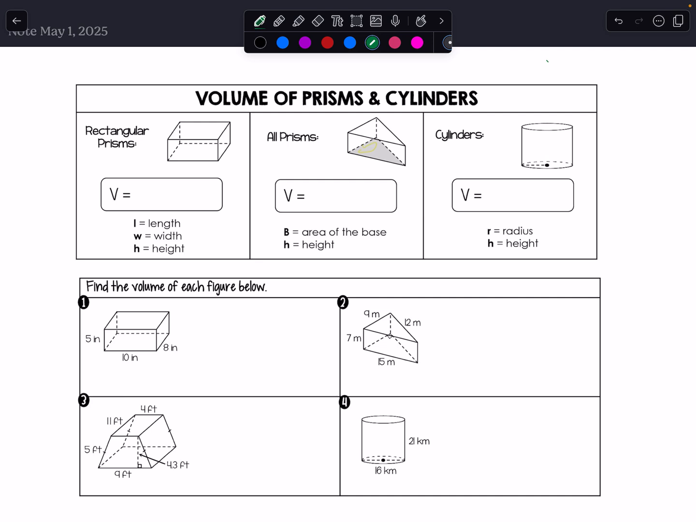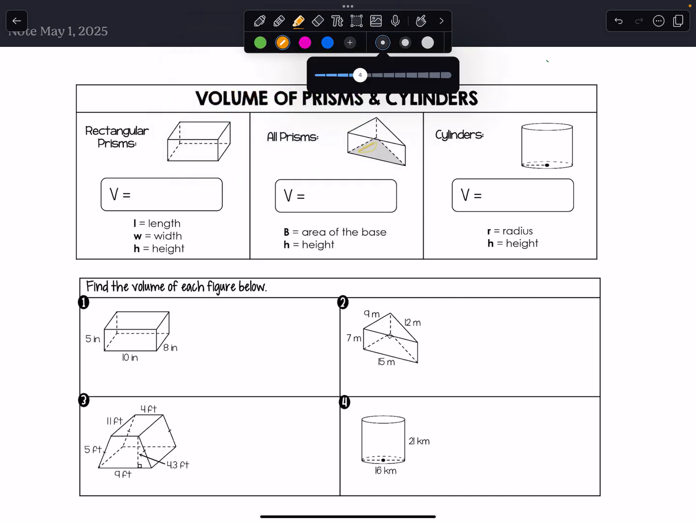And for all of the figures that we'll be talking about today, I want you to imagine that we are, let's see, where's my highlighter? Oh, goodness. That must be a marker or something. Why is it so small?